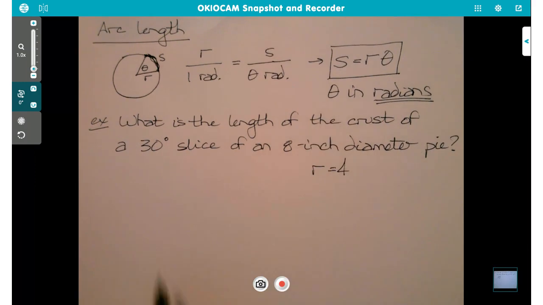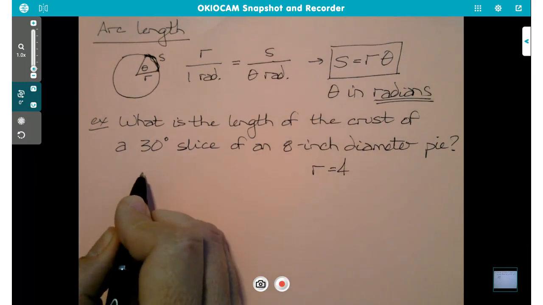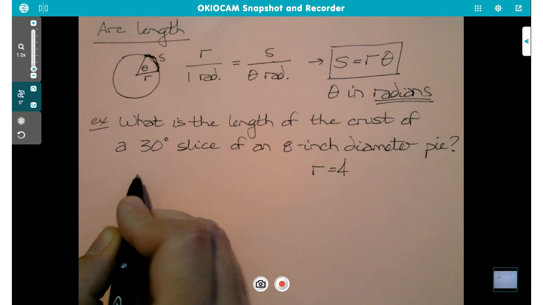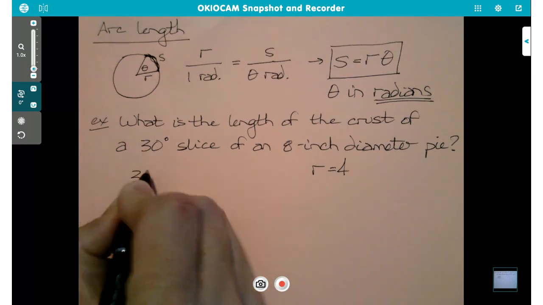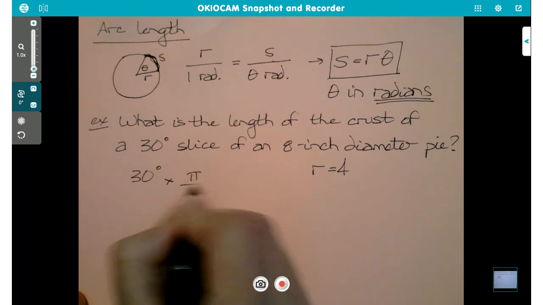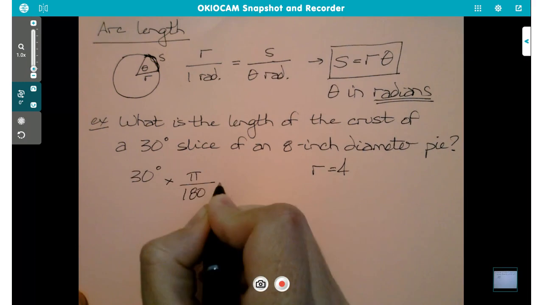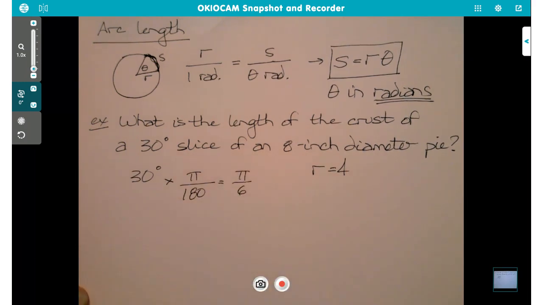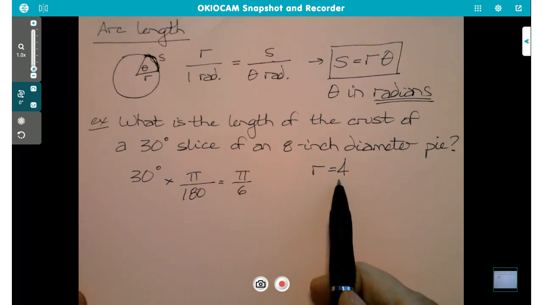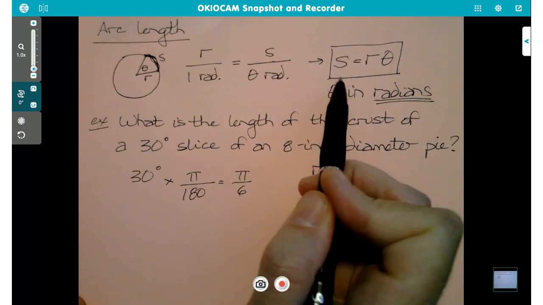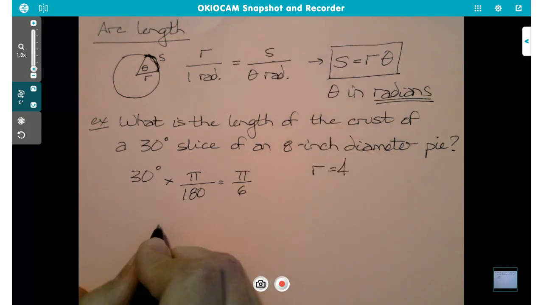Have to change it to radians. So you may know off the top of your head what 30 degrees is in radians. You may not. Let's convert. 30 degrees, I'm going to multiply by, to change to radians, pi over 180. And I'm going to get, that's pi over 6 radians. Once we know those two things, the radius of the circle and the angle measure in radians, it's a quick hop to find the arc length.